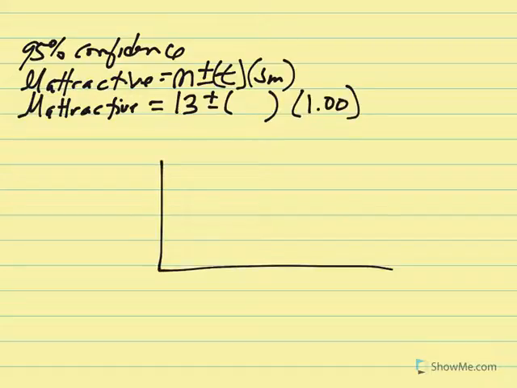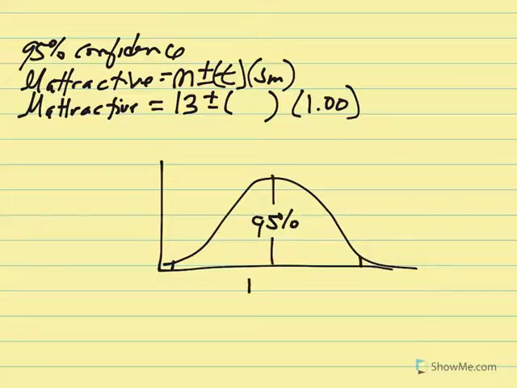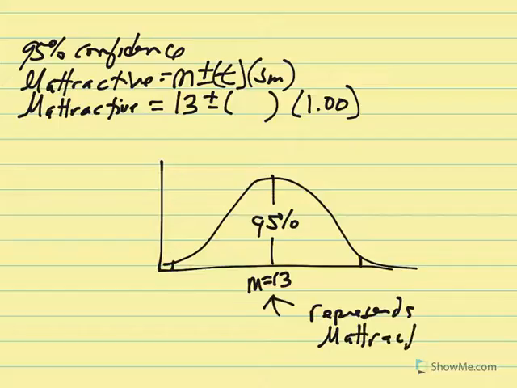So now visually, we're talking about 95% confidence. So the center expands even further out. We have 95% in the middle, centered at the sample mean equal to 13. Again, that's representative of mu attractive. And what's left over is 5% in the tails. Again, there are two of them.